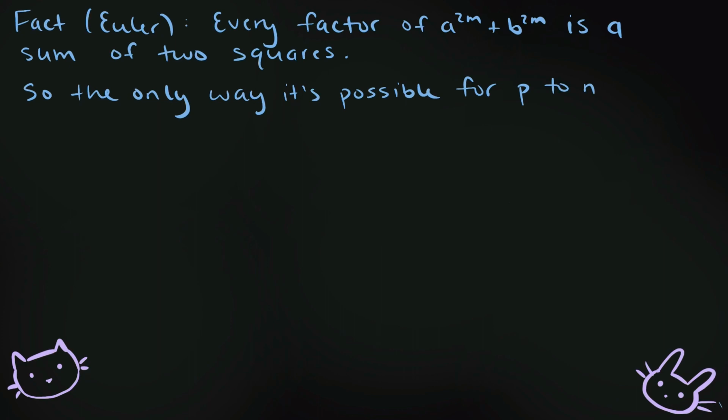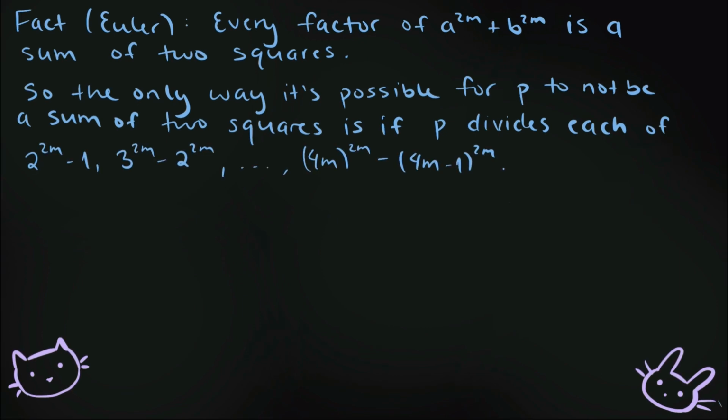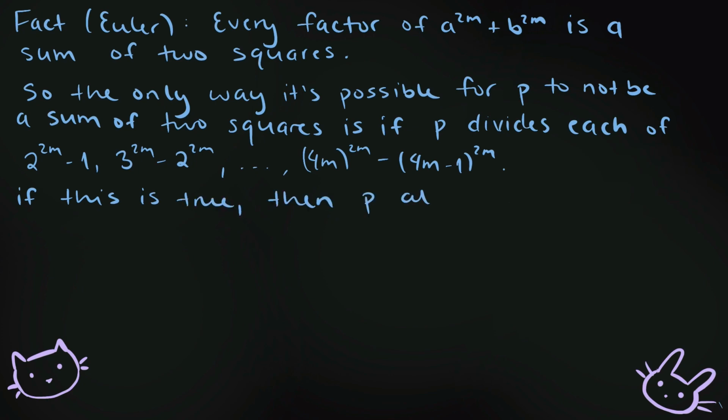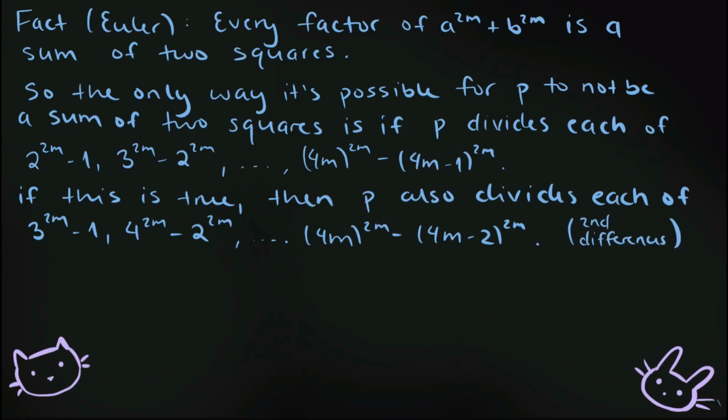So the only way it's possible for p to not be a sum of two squares is if p divides each of these, the ones that look like a to the 2m minus b to the 2m. So again, we'll suppose that this is true and then see that it can't be. So if this is true, then p must divide each of the differences of these two. So you can write them like this: 3 to the 2m minus 1, 4 to the 2m minus 2 to the 2m, and so on. And then you can keep going, and p will keep dividing the differences.